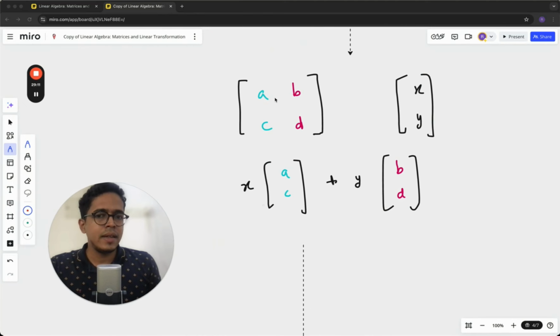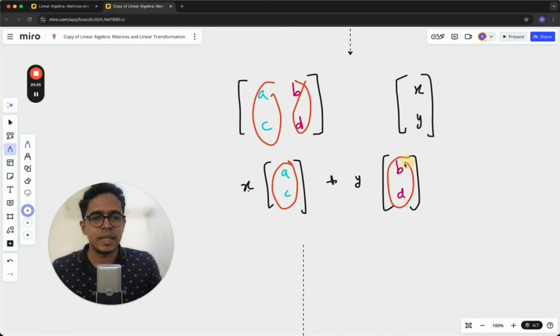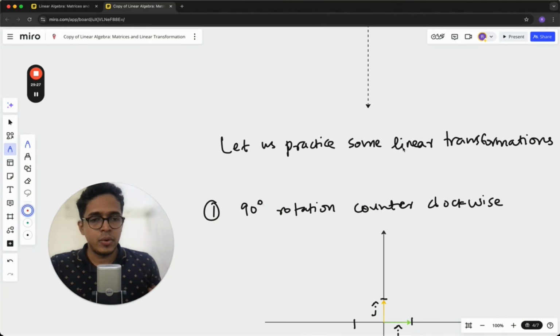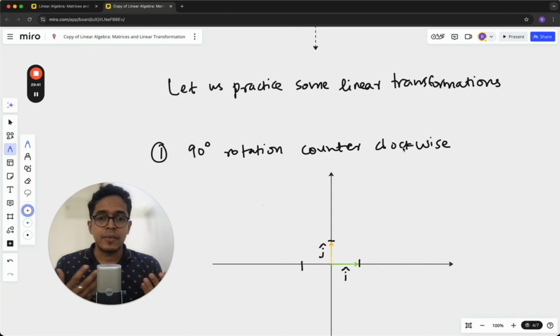So A, B, C, D, if you see a matrix like this, it's simply a linear transformation where the original I vector lands here, original J vector lands here, and then X will scale the new I vector and Y will scale the new J vector. It's very beautiful actually. Now, in the last part of today's lecture, let us practice some linear transformations so that you can appreciate how a linear transformation can be very easily written in matrix format if you simply keep track of what happens to I and J.